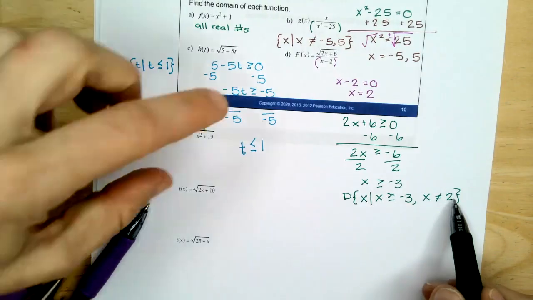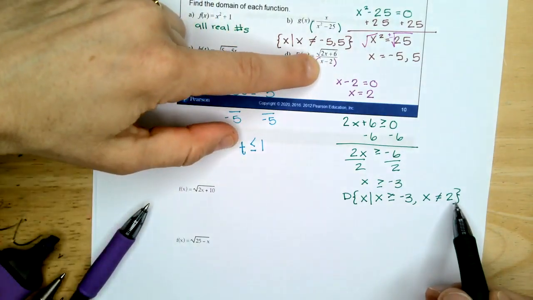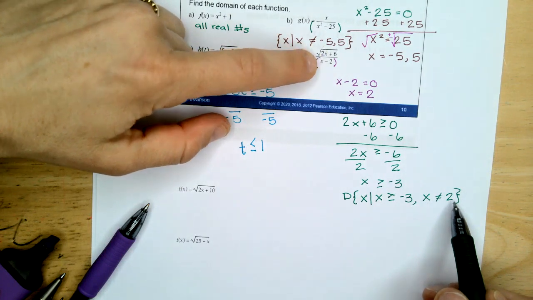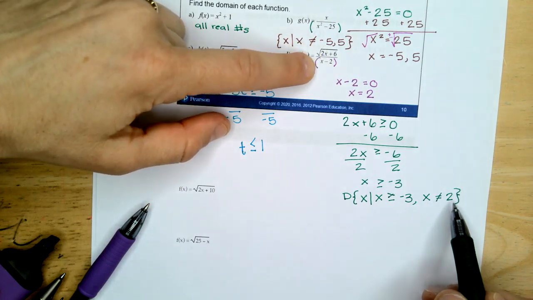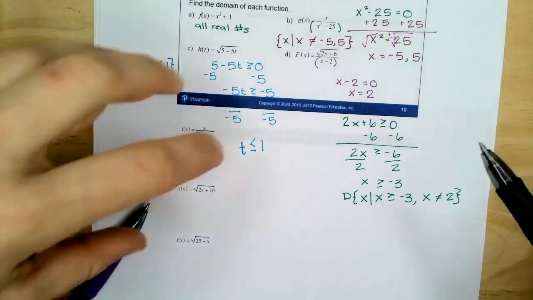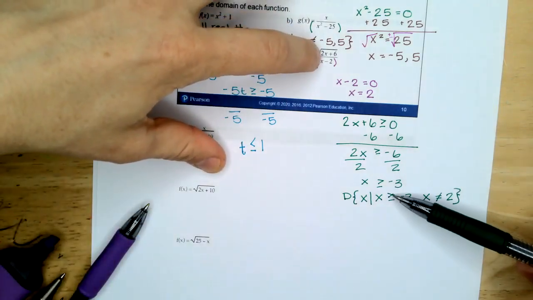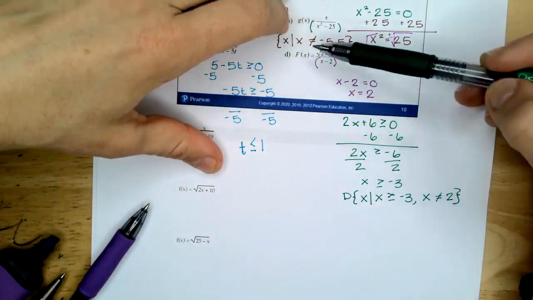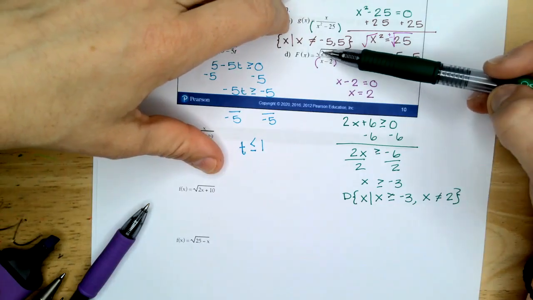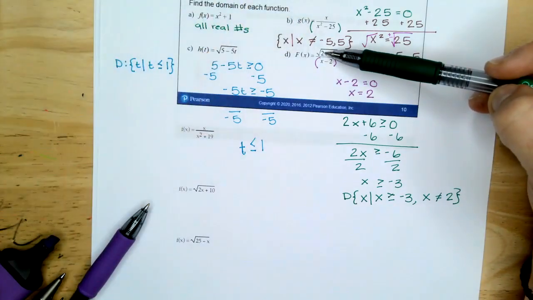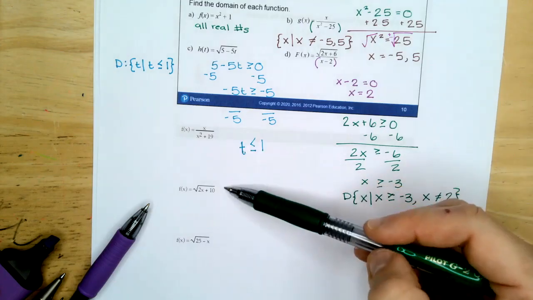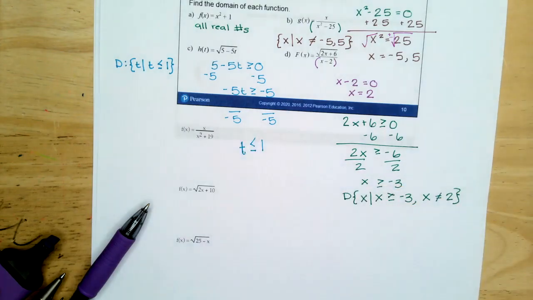Good. If x were 2, it would make a zero in the denominator, and that would be undefined. And then if we had it less than -3, then we would have a negative number under the radical, which would be an imaginary number. Okay. I'm going to do 3 more examples, but feel free to fast forward if you feel comfortable.